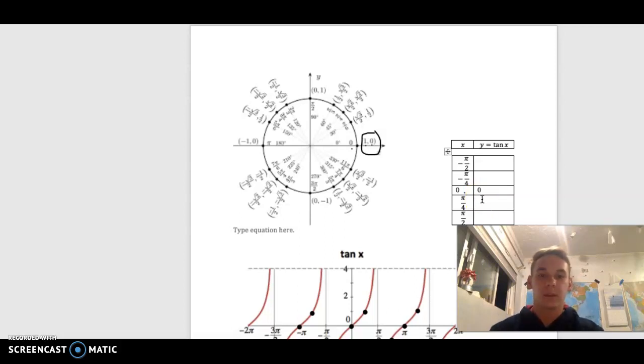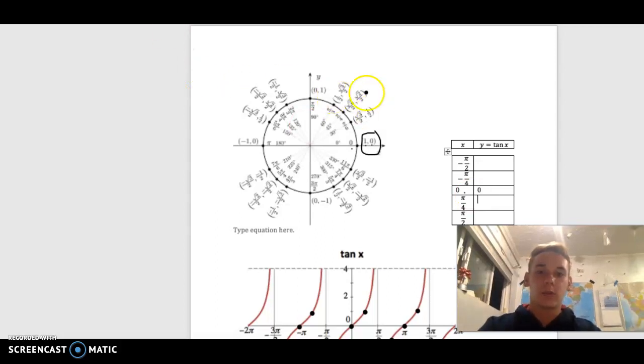Now for the next pair, we move on to pi over 4, which gives us this pair, which is the square root of 2 over 2 divided by the square root of 2 over 2, which equals 1 because they are both the same number. Now if we go down to the negative pi over 4, they would both be the same number, but one of them is negative, so that would make it a negative 1.